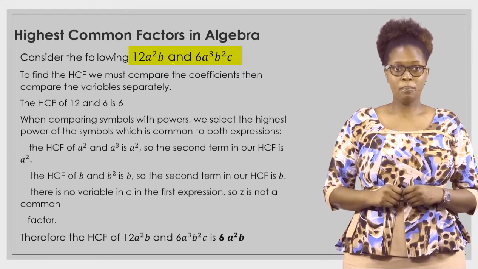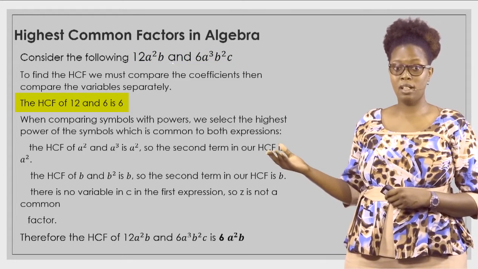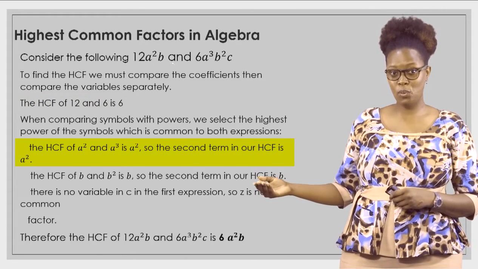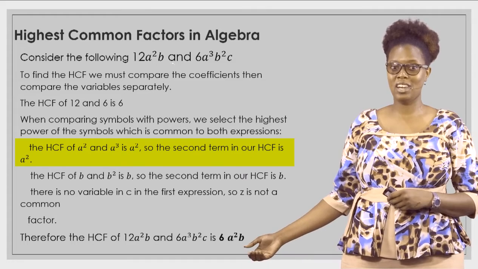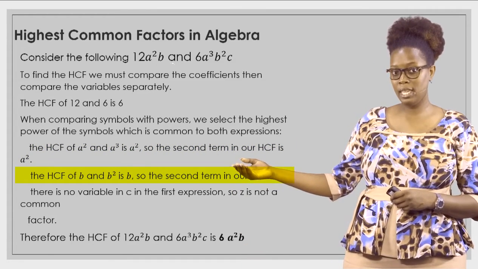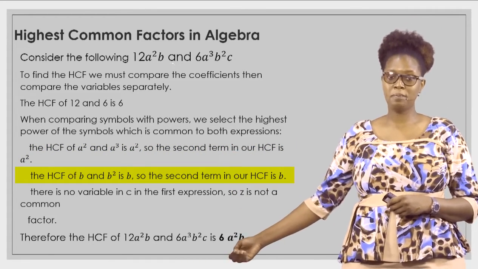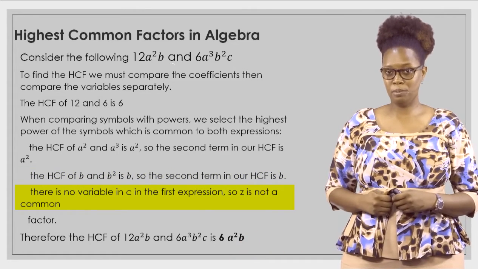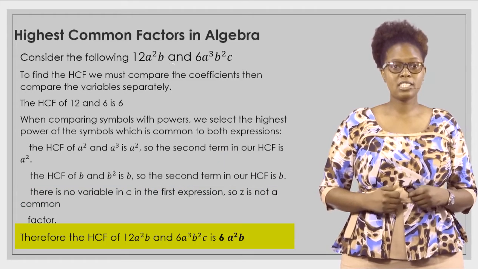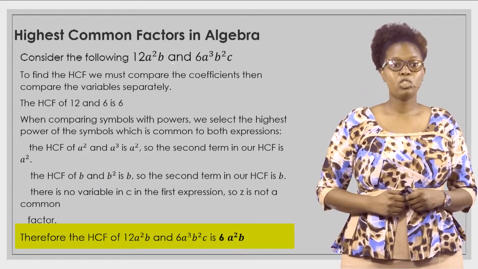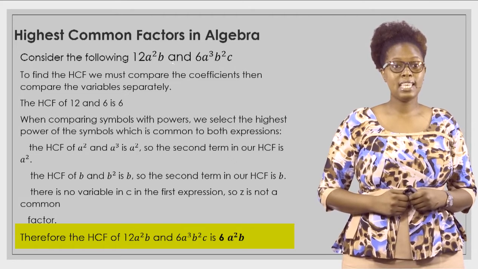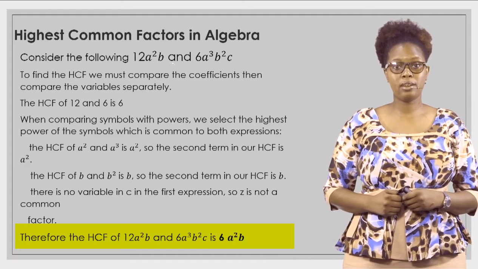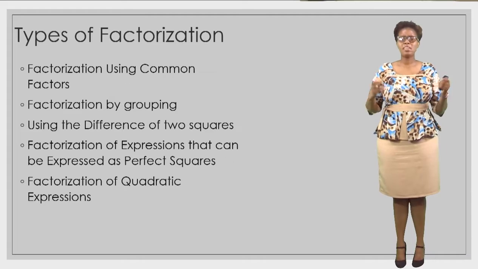So, from the top, we have the highest common factor of 12 and 6 being 6. Then the highest common factor of a squared and a cubed being a squared. And the highest common factor of b and b squared is b. And we can't include the c because there is no c in the first term. So, the highest common factor of these two terms, 12a squared b and 6a cubed b squared c, is 6a squared b.